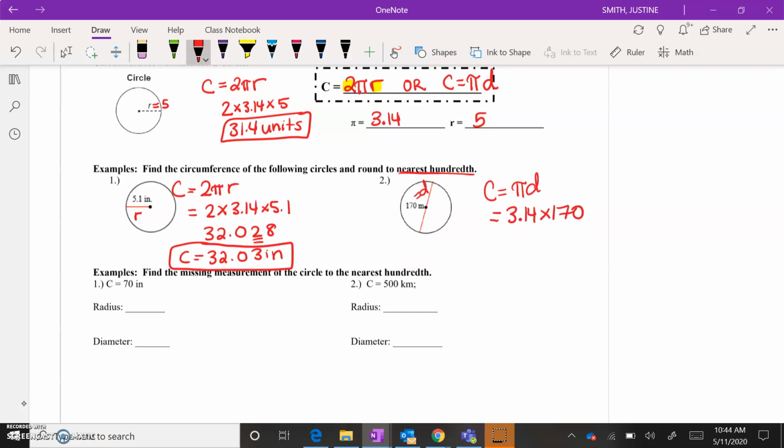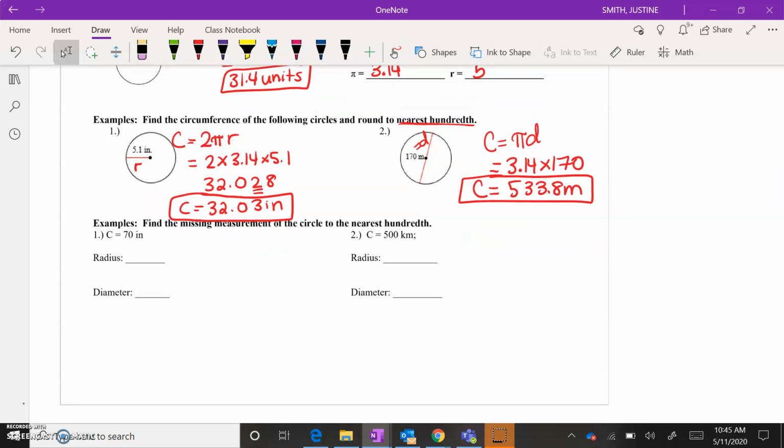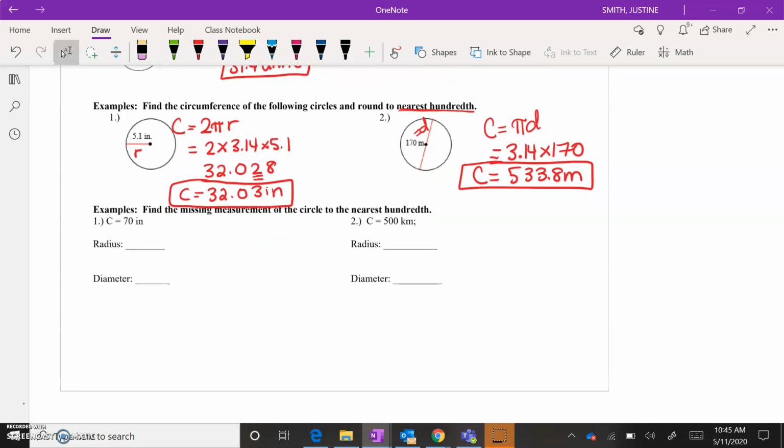Okay, so I would multiply that. And I get 533.8 meters for the circumference. Okay, so these ones, again, they're asking you to find the circumference. The next part is kind of working backwards from that. So here they're saying the circumference is 70, find the radius, and then find the diameter.